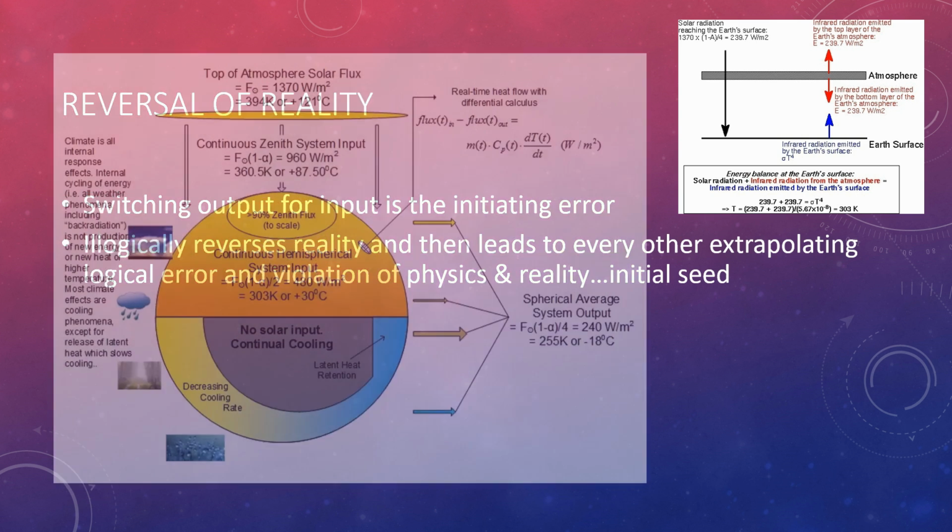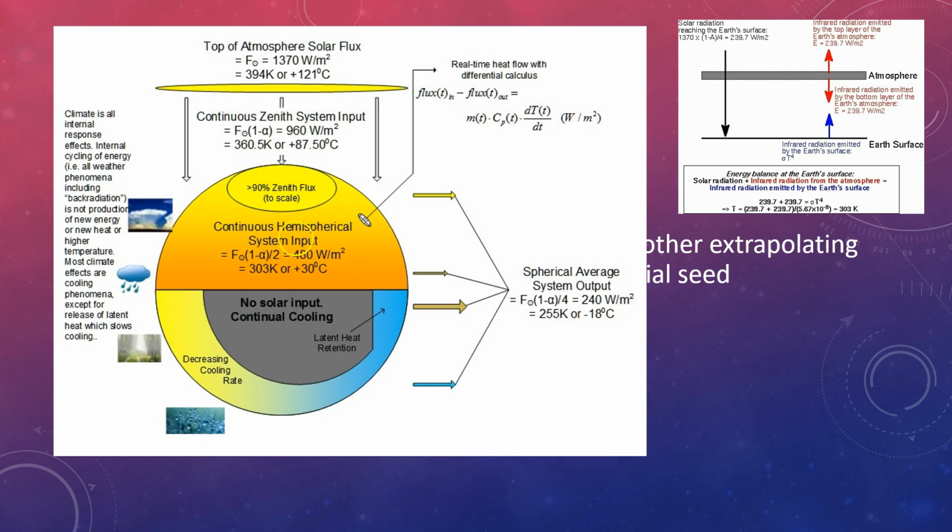It's the initial seed. Now take a look at this. Here's the input, really warm, really high temperature forcing potential relatively, and here's the output. The output is 240 watts per meter squared. Look what they did here. They made that the input.